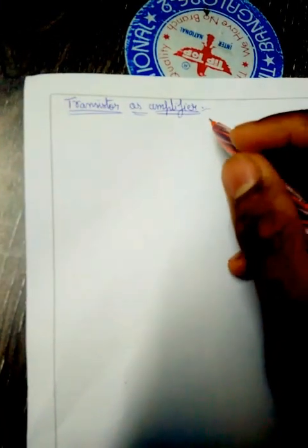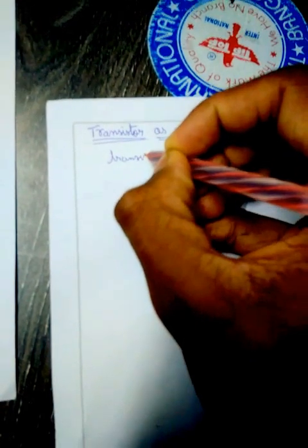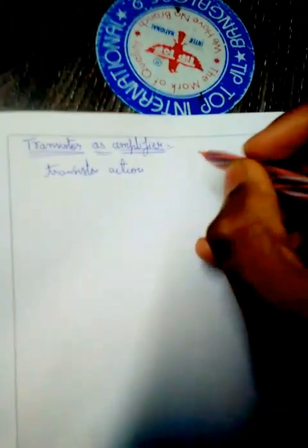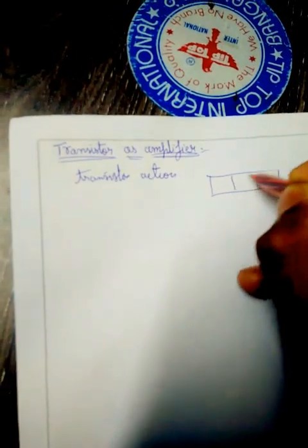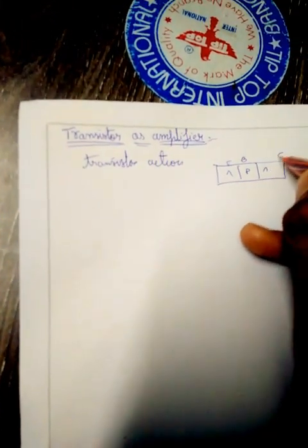Hello friends, in this video I will be talking about the transistor as an amplifier. A transistor acts as an amplifier due to transistor action. So let us consider an NPN transistor: emitter, base, collector.